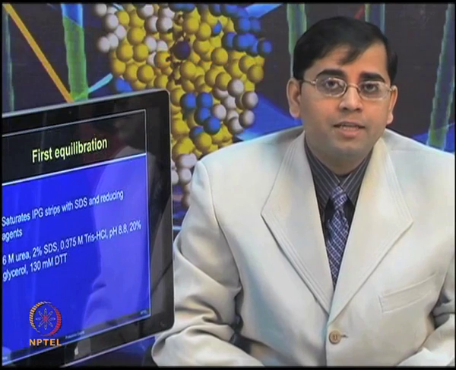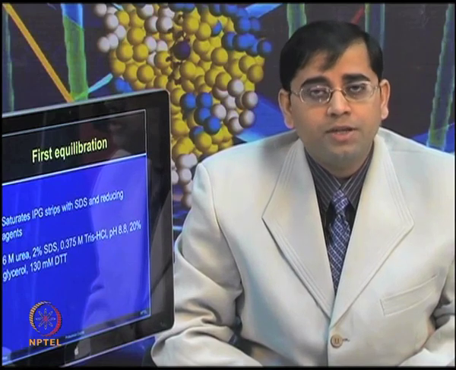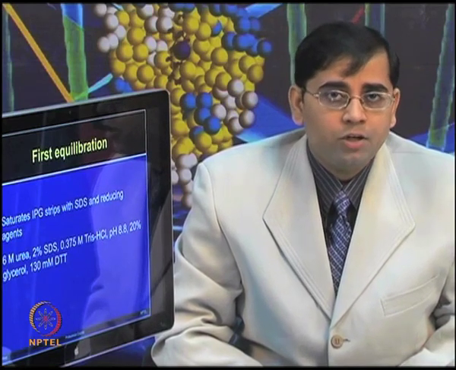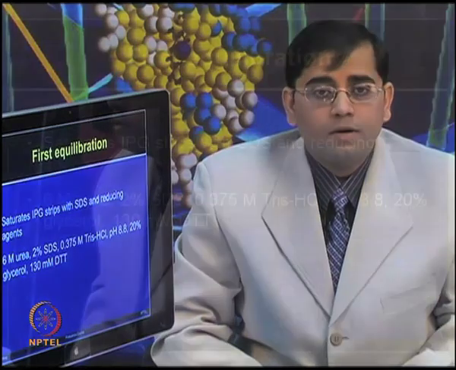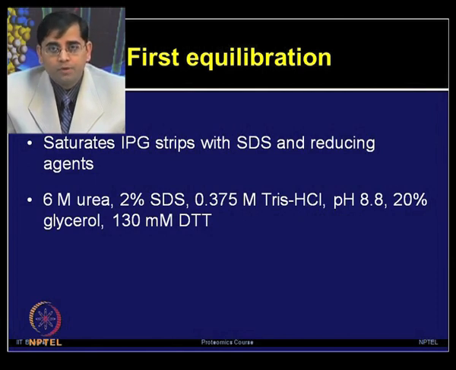There are two equilibration steps required for this preparatory step: the first equilibration step and the second equilibration step. Your recipe for the equilibration buffer is ideally similar in both the first and second equilibration, which includes 6 molar urea, 2% SDS, 0.375 molar Tris-HCl, pH 8.8, 20% glycerol, and then you need to make one variation in this buffer composition.